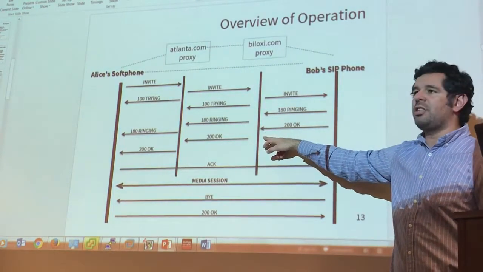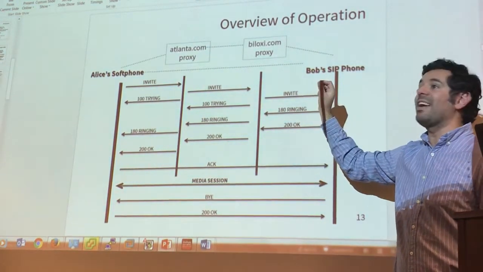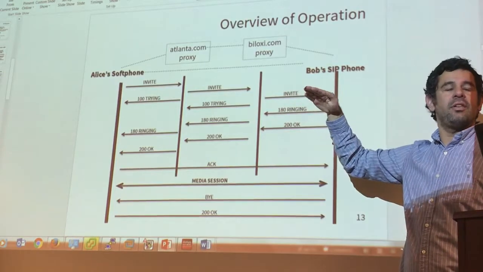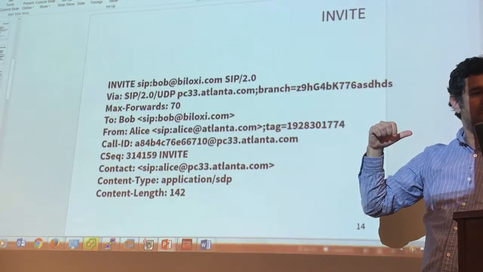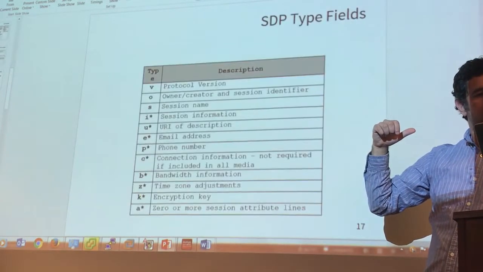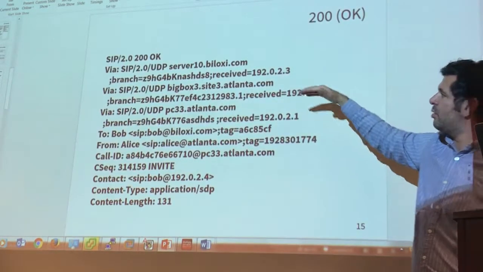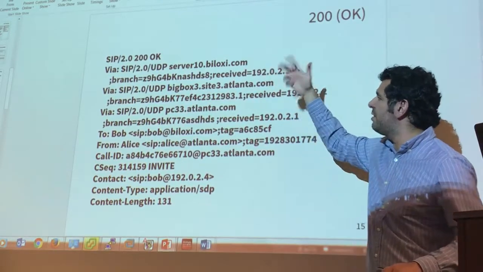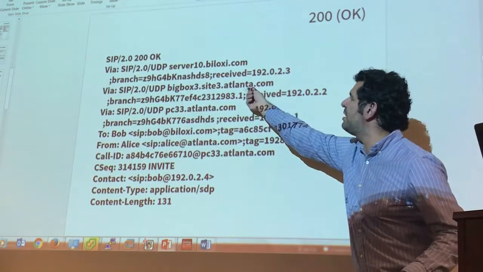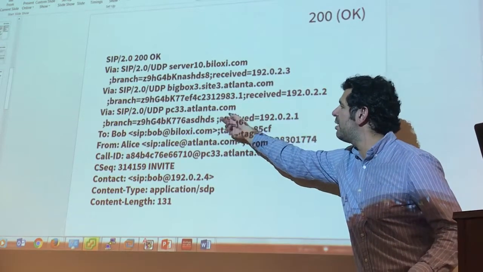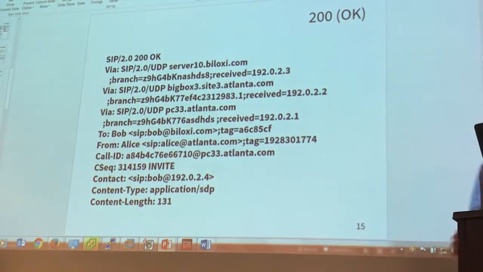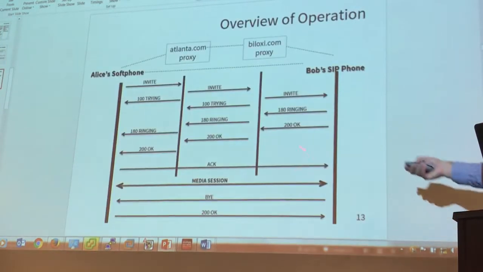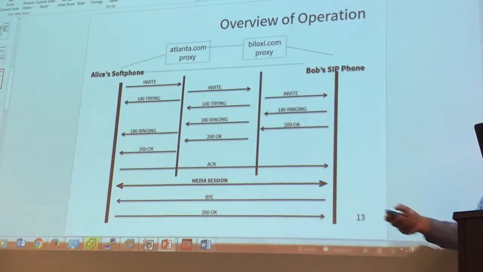When it gets to the Biloxi server, biloxi.com, the Biloxi server will remove the Via header on top, which is going to be the one related to itself. So biloxi.com will remove this header. Then the Atlanta will remove this header, and then finally, when it gets to Alice's phone, it'll remove that Via header. So you were absolutely right. That 200K is this 200K, because it has those three headers.